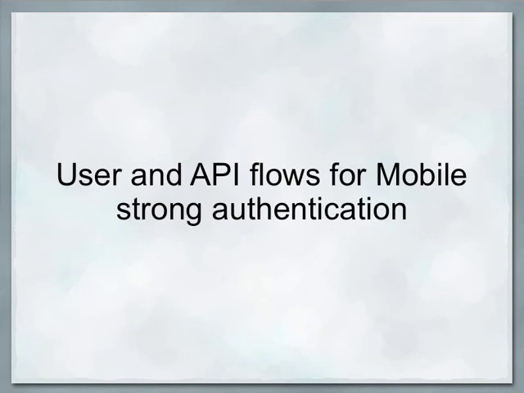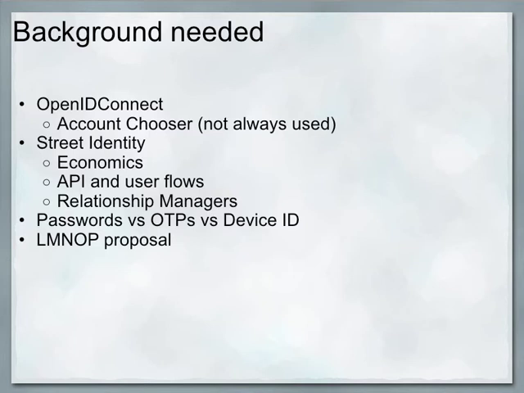In this session from the Street Identity Conference, we're going to talk about mobile strong authentication and get down into some nitty-gritty details. So we assume before you've watched this session, you've gone over the slides or presentations from a bunch of other things. Learned about OpenID Connect, learned about the account user, you're familiar with the OAuth part of OpenID Connect. And then from the Street Identity event, you understand the economics of attribute providers and have watched the session about the API flows for attribute providers.